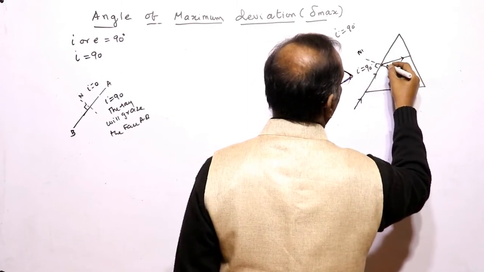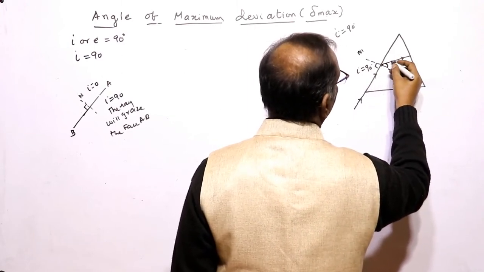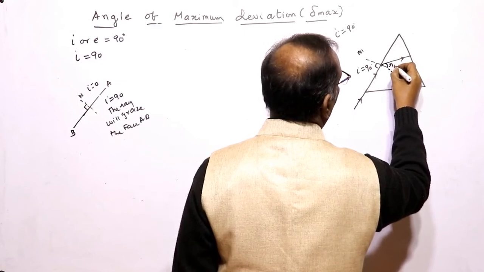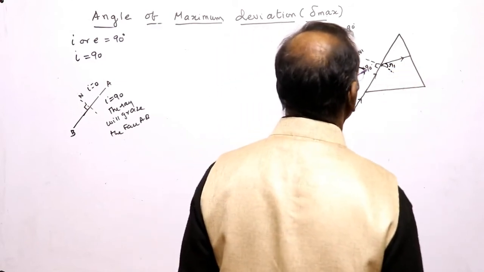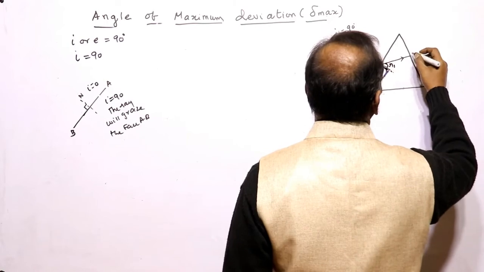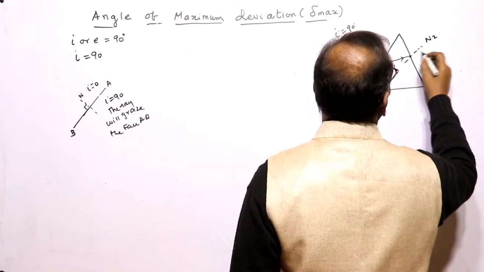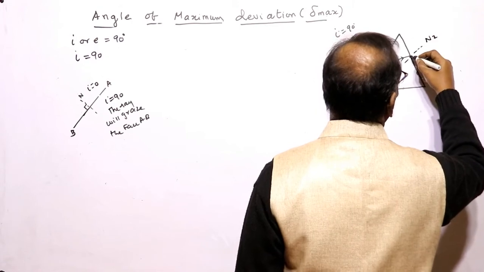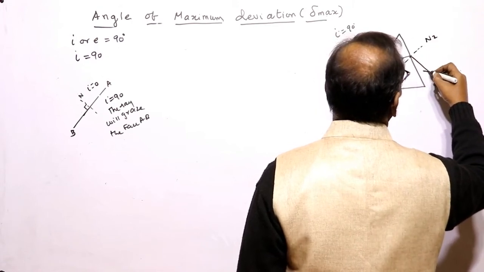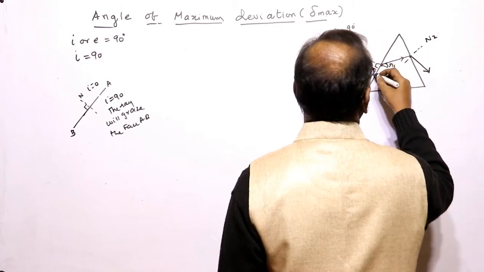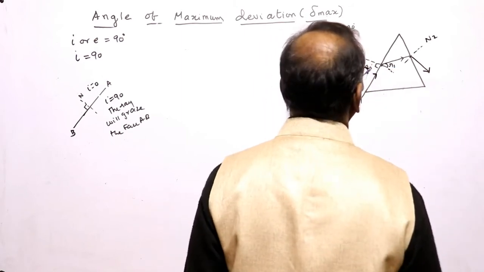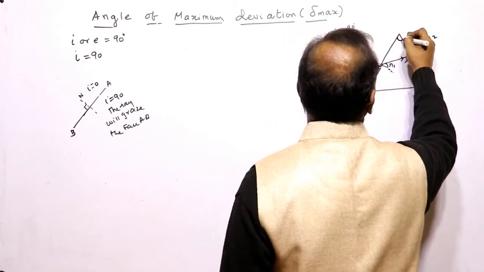The angle between the ray and the normal is R1. Then further from here, this is the normal too. Instead of going straight, the ray will bend away from the normal. This is the path of the ray. In this case, this is the angle of the prism.